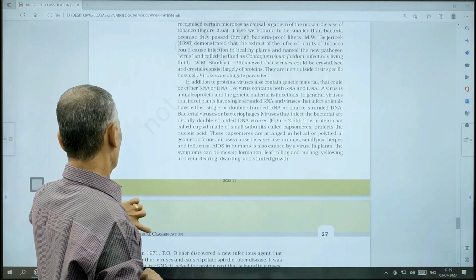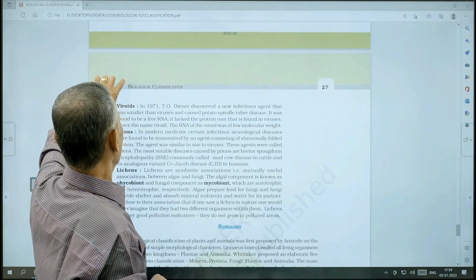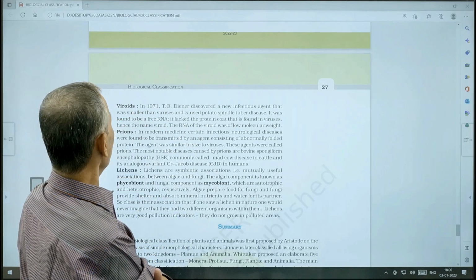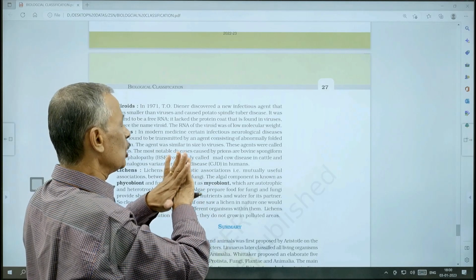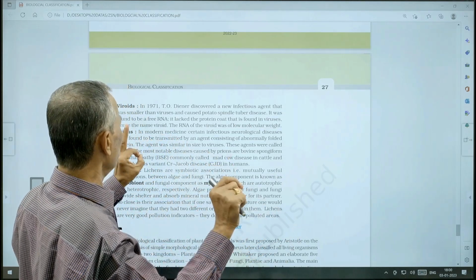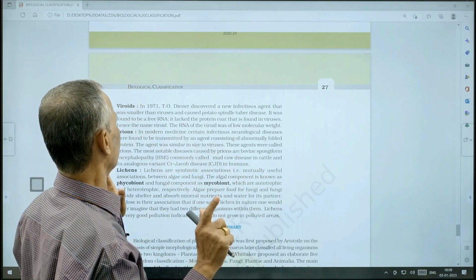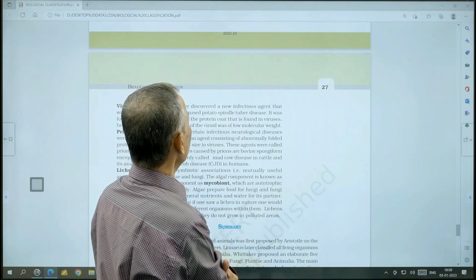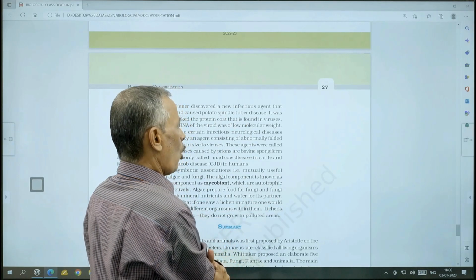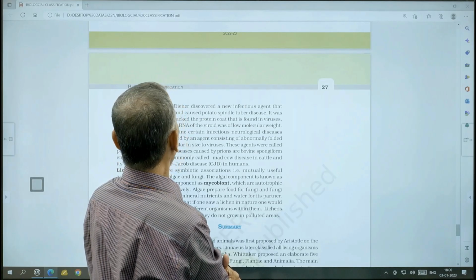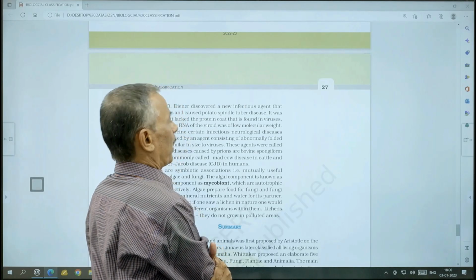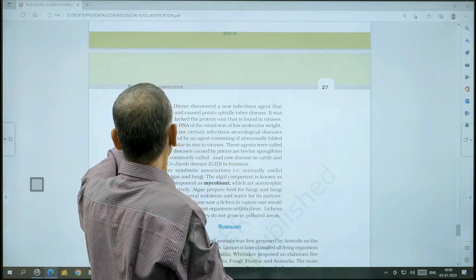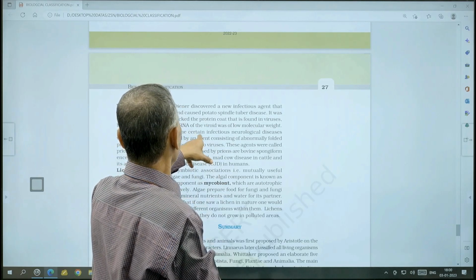Okay. Now, viroids were isolated in 1971 by Diener. What is the main difference? Viroids have no protein coat. They are simply a naked piece of RNA having no protein coat. And the RNA is of low molecular weight. They live only on plants. They are plant pathogens, plant parasites having only RNA.